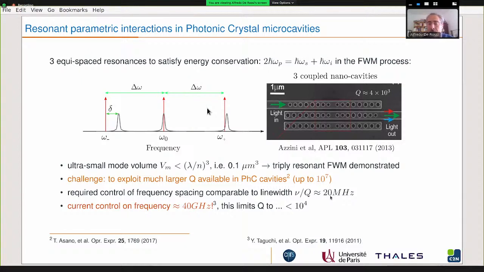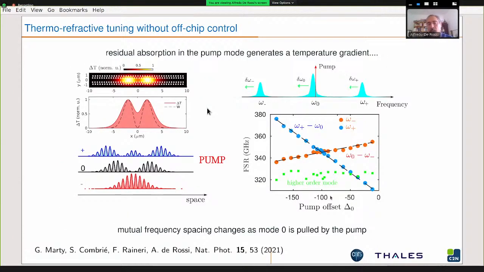So this is a strong limit to efficiency. What we found out is a technique where we can compensate for residual mismatch by using a thermal effect. The key for that is that these modes are not homogeneous in space. Therefore, if we create a thermal gradient, it is possible to tune the spacing. And this is exactly what we have here.